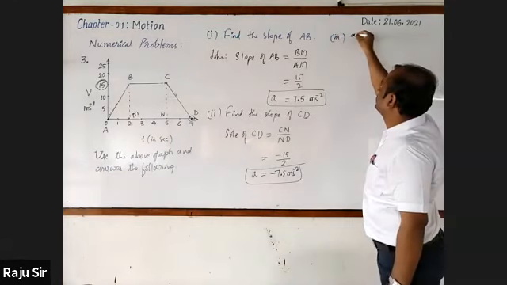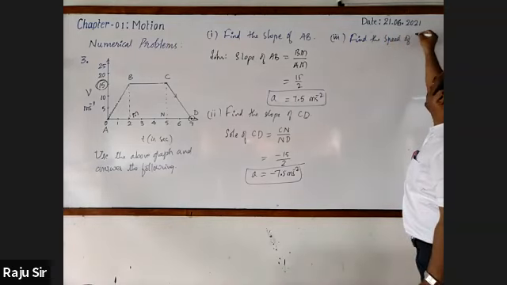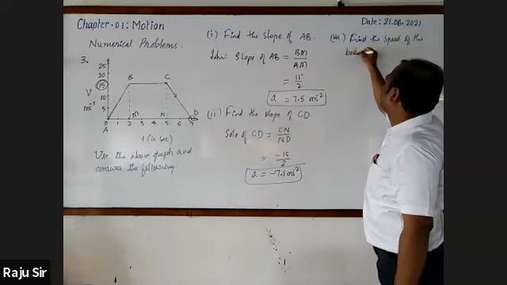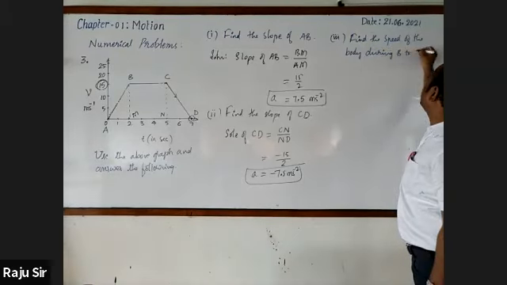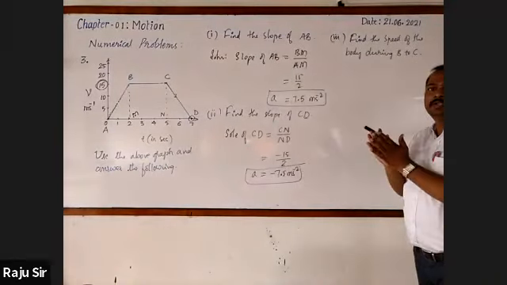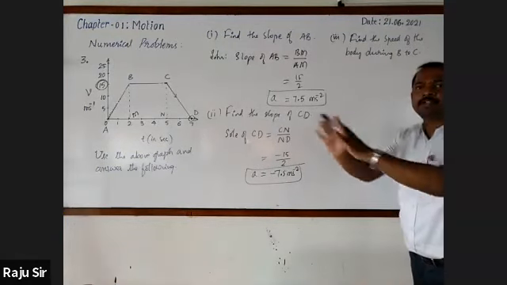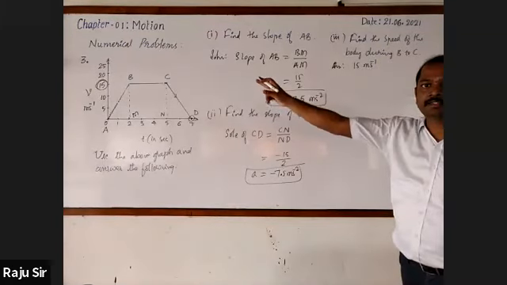Now you find the speed of the body during B to C. B to C represents the body is moving with a constant speed. It is 15 meter per second. Meter per second, not second square, because it is speed or velocity.